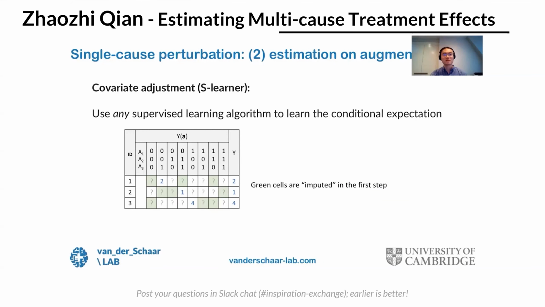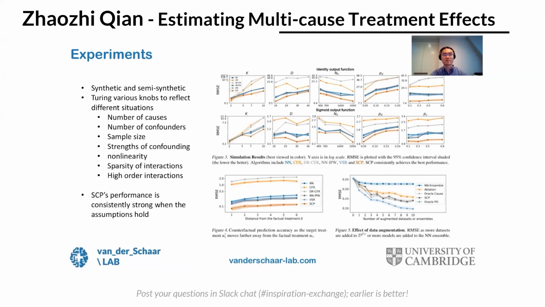After obtaining the augmented data, SCP applies covariate adjustment. It may use any supervised learning algorithm to estimate the expected outcomes. The user may choose a suitable model class based on the application. We validated SCP on a range of synthetic and semi-synthetic datasets. We examined a large number of situations with different numbers of variables, sample sizes, confounding strengths, and so on. SCP's performance is consistently strong in these experiments. We also conduct ablation studies and stress tests to better understand the performance.